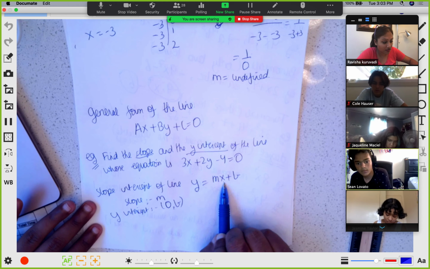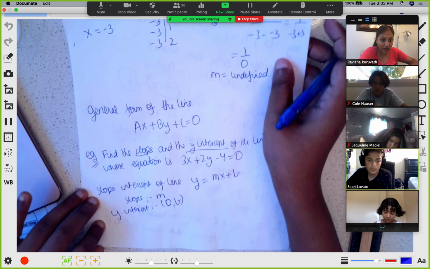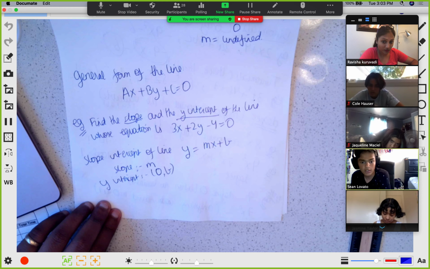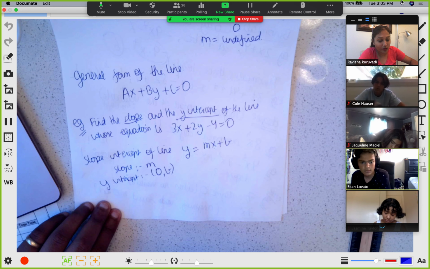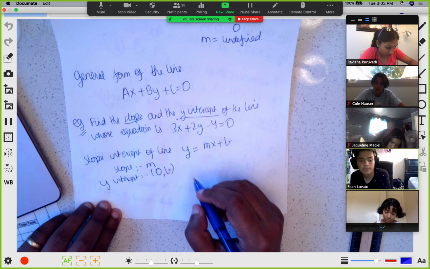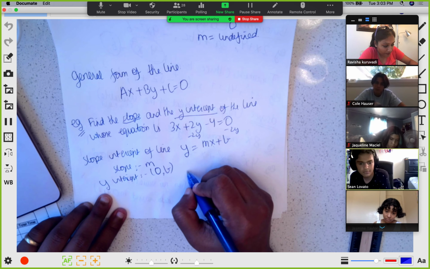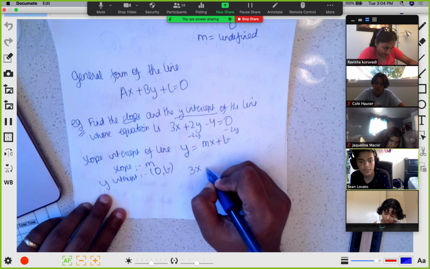I want to write this equation in this form. Do it. We have 3x plus 2y. So what do I do? Basically I need y on one side and everything else on the other side. Minus 2y... or minus y. So what does it become? It becomes 3x minus 4 is equal to negative 2y.